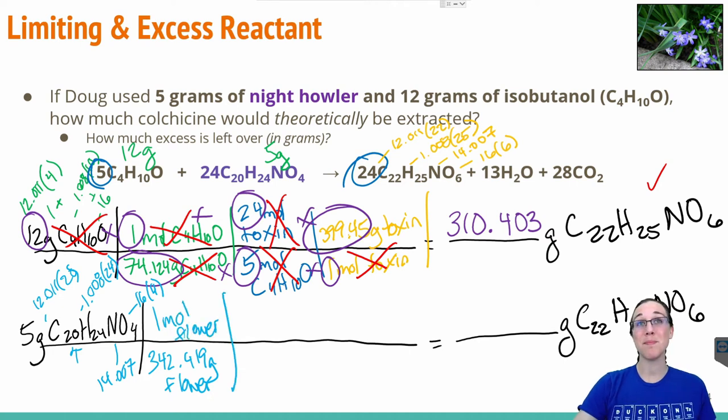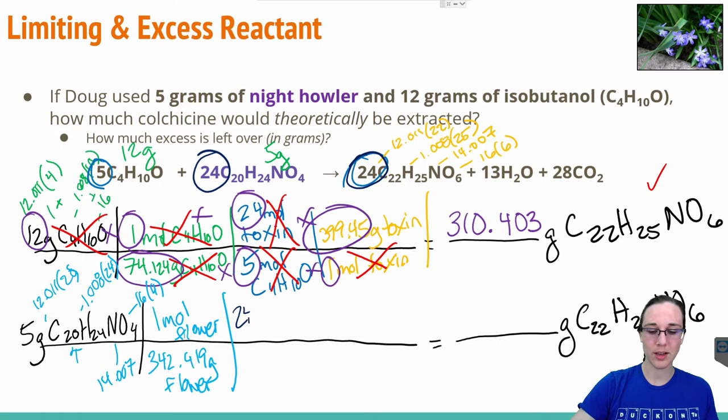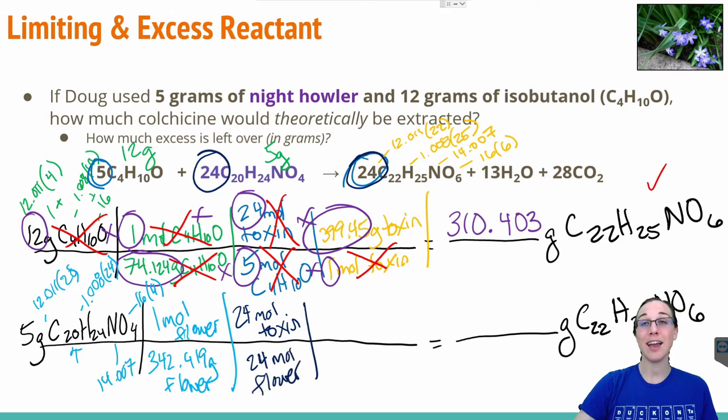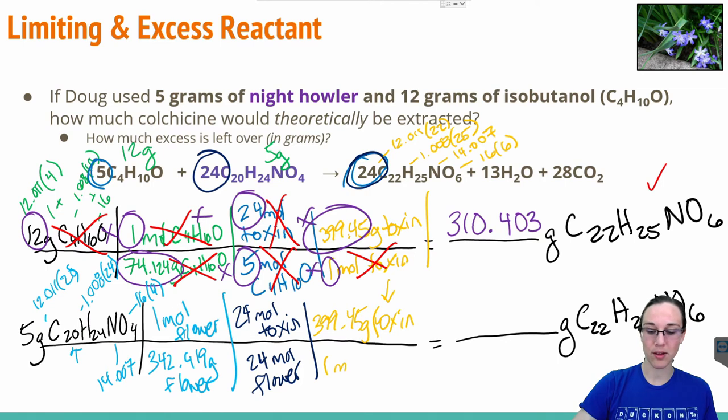Looking back up at our balanced chemical equation, we can see that there are 24 moles of Nighthowler for every 24 moles of toxin produced. So we have a 24 to 24 mole ratio. The goal mole goes on top, 24 moles of the toxin to 24 moles of the flower. And just as before, this part of the equation is going to be the exact same. So 399.45 grams of the toxin in every mole of the toxin.